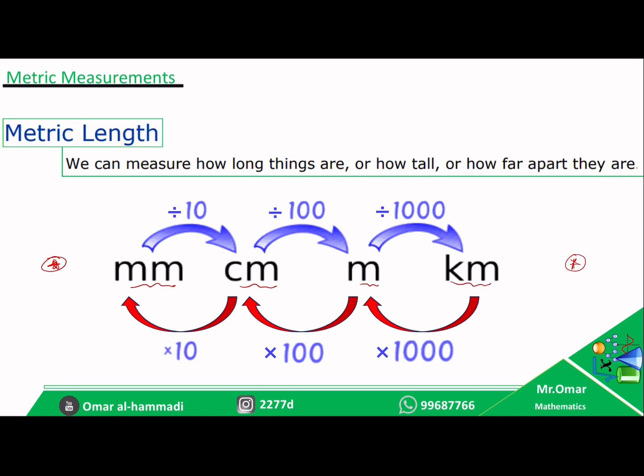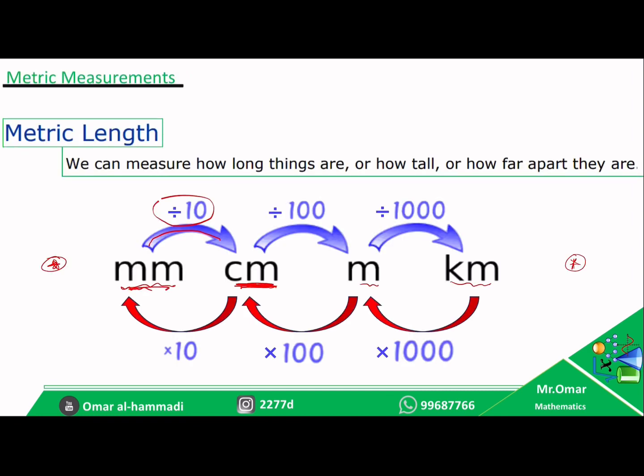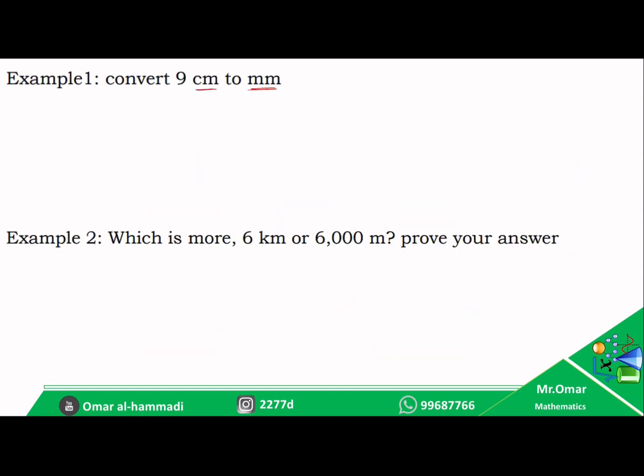For example, if we wanted to convert from millimeter to centimeter, we have to divide it by 10. And the same for the other one. Let's do an example. For example, we have to convert from centimeter to millimeter. What we have to do? Centimeter to millimeter, we have to multiply by 10. Only multiply 9 by 10 will give us 90 millimeter. So now we convert it.